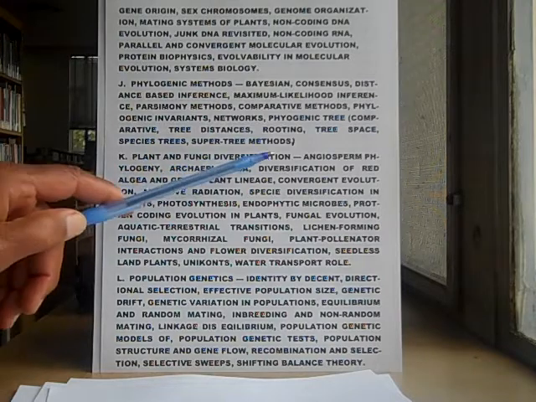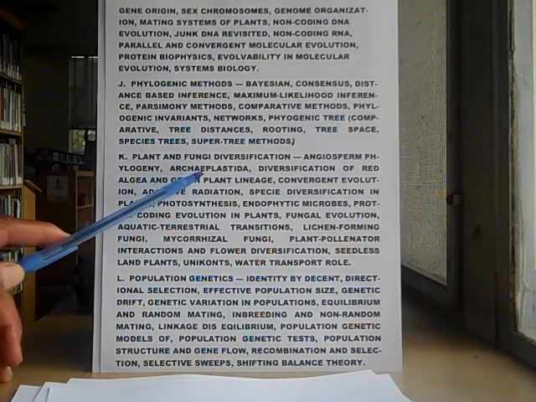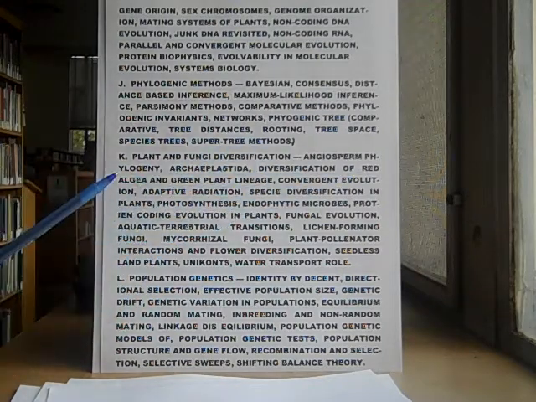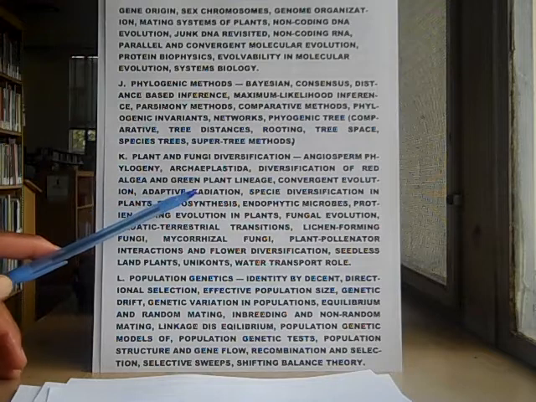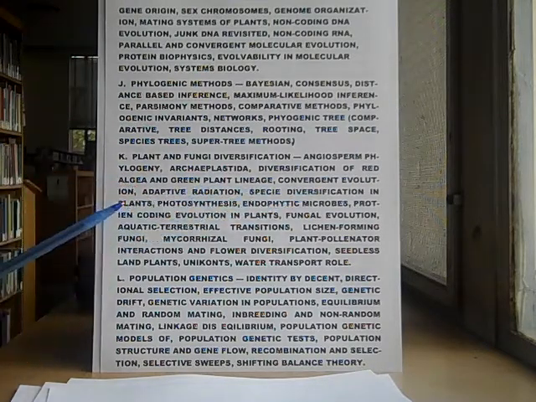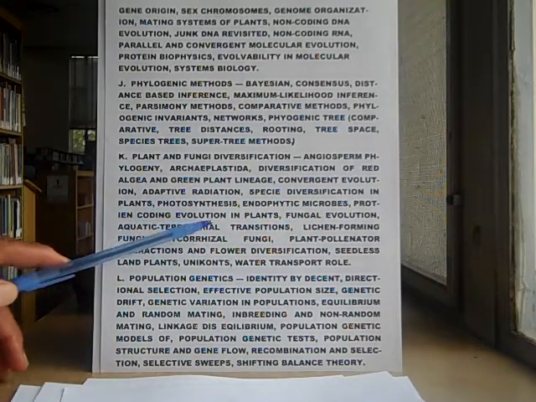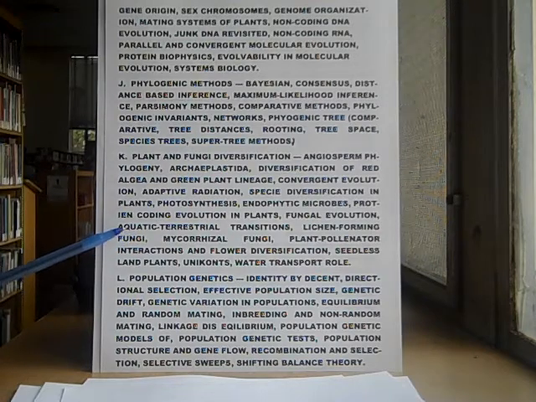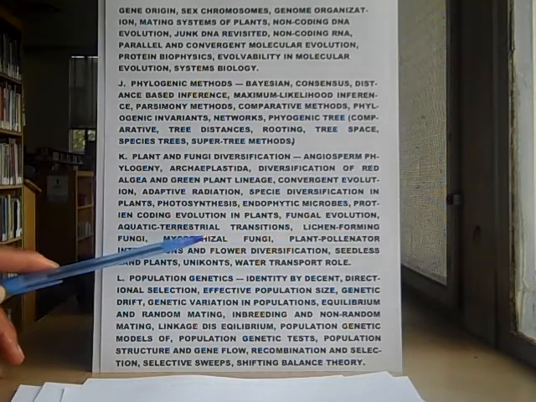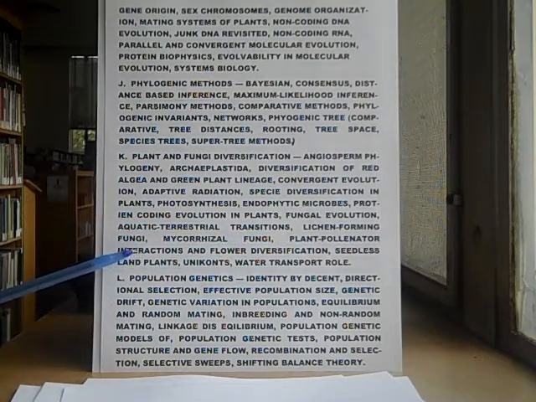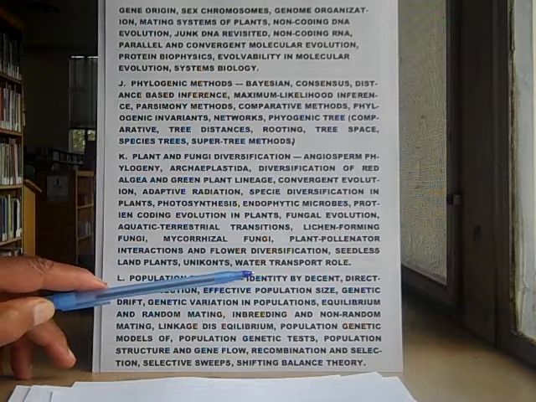Plant and fungi diversification. This includes angiosperm phylogeny, archaea, plastidia, diversification of red algae and green plant lineage, convergent evolution, adaptive radiation, species diversification in plants, photosynthesis, endophytic microbes, protein coding evolution in plants, fungal evolution, aquatic terrestrial transitions, lichen forming fungi, mycorrhizal fungi, plant pollinator interactions and flower diversification, seedless land plants, water transport role.